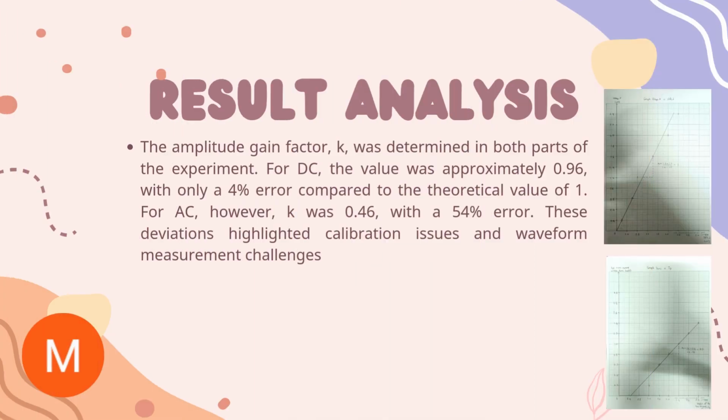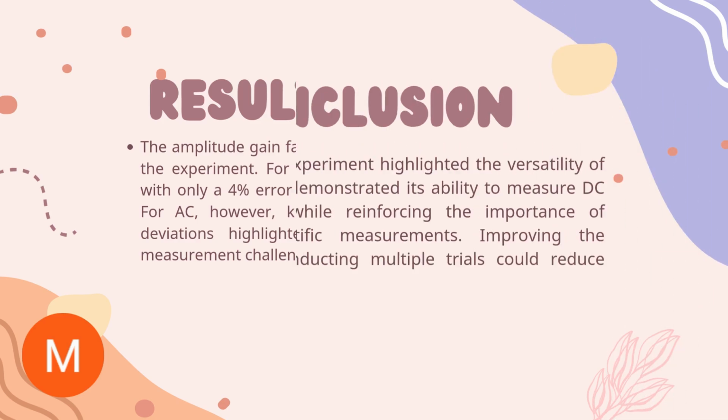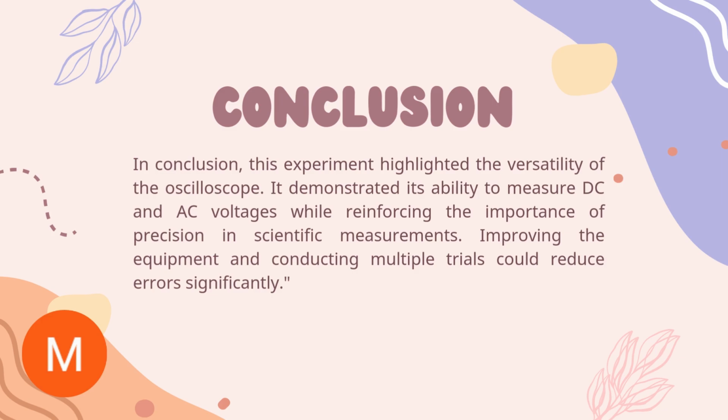Next is the result analysis of the experiment. The amplitude gain factor K was determined in both parts of the experiment. For direct current, the value was approximately 0.69 with only a 4% error compared to the theoretical value of 1. For alternating current, however, K was 0.46 with a 54% error. This deviation highlighted the calibration issue and waveform measurement challenge. In conclusion, this experiment highlighted the versatility of the oscilloscope.